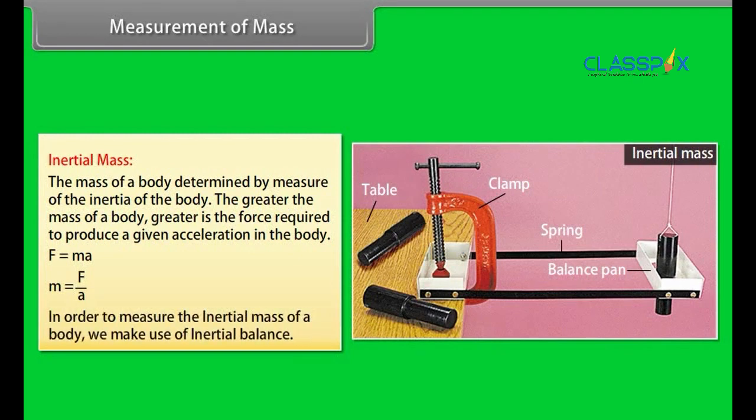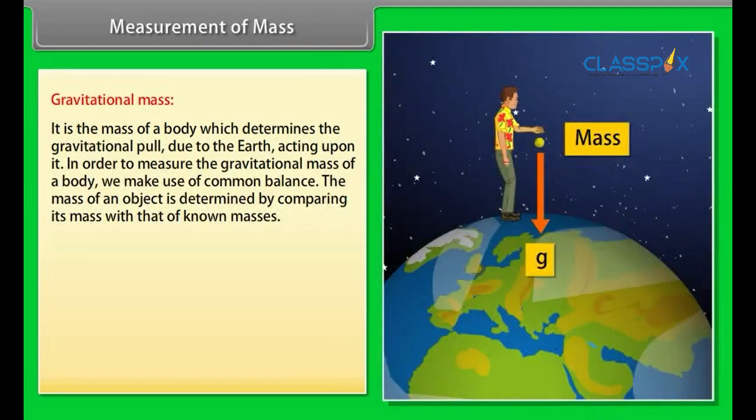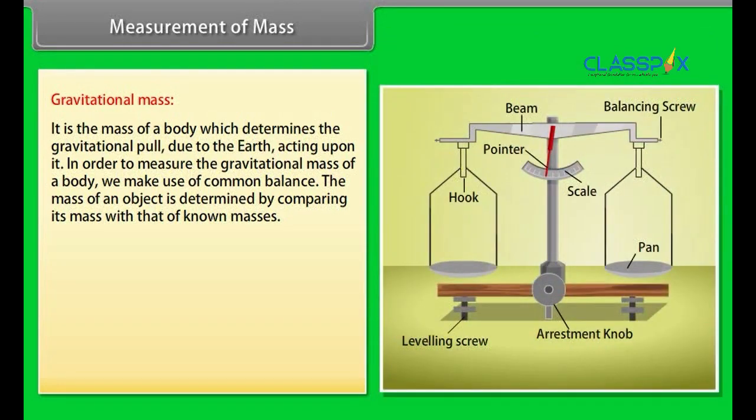In order to measure the inertial mass of a body, we make use of inertial balance. Gravitational mass. It is the mass of a body which determines the gravitational pull due to the earth acting upon it. In order to measure the gravitational mass of a body, we make use of common balance. The mass of an object is determined by comparing its mass with that of known masses.